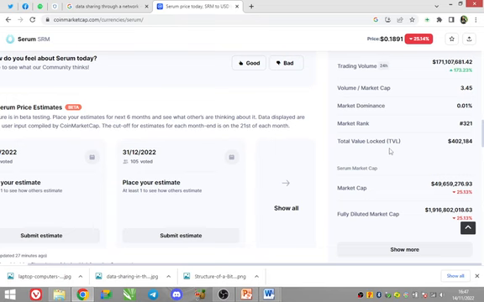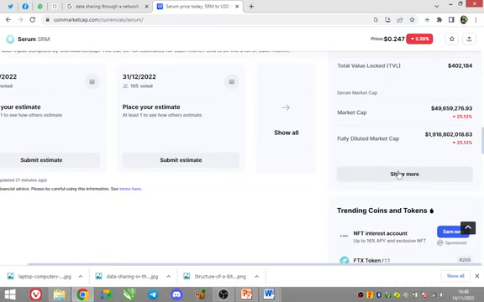Okay, so this is the Serum market cap. We already know about the market cap and the fully diluted market cap. I've discussed that. Now you can click on show more. What this displays for you is the 24 hours, which is yesterday's low. This is yesterday's low, that means the lowest price that this token went, and this is the highest price that this token has gone to.